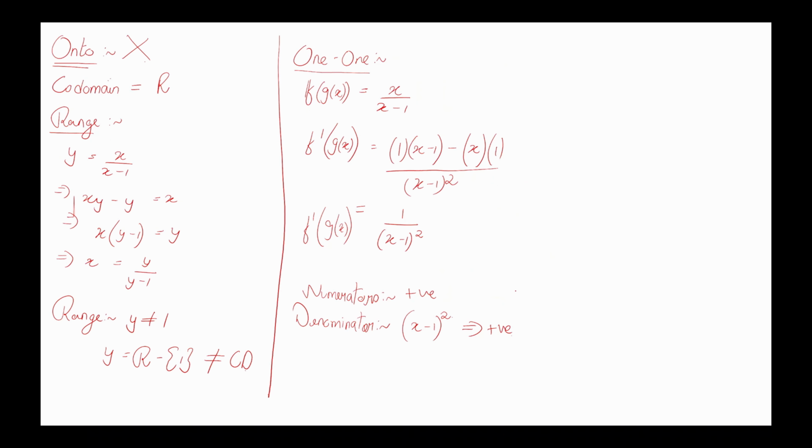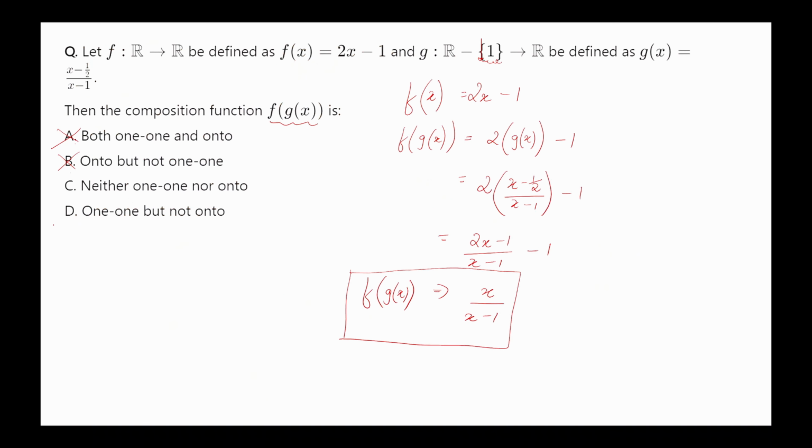That means for all the domain that has been defined, it is not going to change its sign. It is not changing its sign from positive. That means it is a 1, 1 function, or an injective function. So it is a 1, 1 function but not onto. So this option gets rejected.